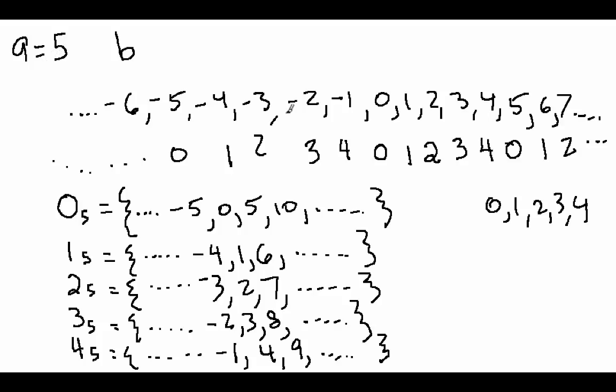And if I make this 23, if I were to say that A is equal to 23, then you could see that I'm going to have 23 of these sets. I'm going to have 0 sub 23, 1 sub 23, and it's going to go all the way up to 22 sub 23. These represent the different remainders that I can get when I divide by 23. Notice that when I look inside of these sets, again, when 5 is my divisor, all of the numbers in here differ by 5.